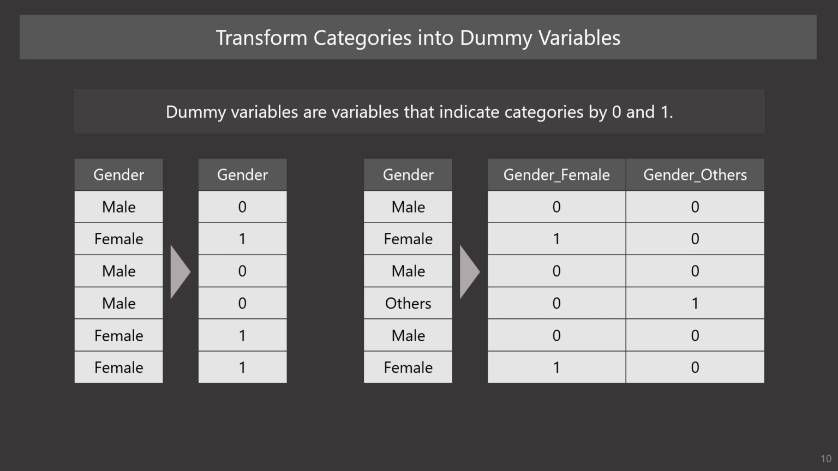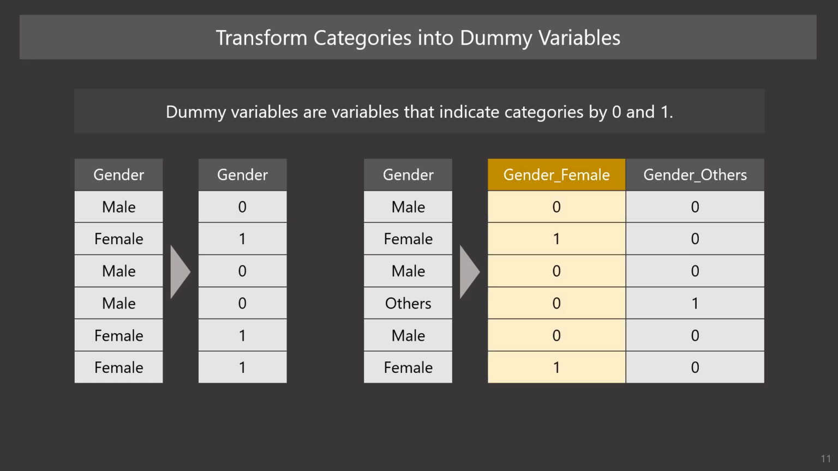Suppose gender data consists of 3 categories: male, female, and others. There's no order in these categories, so we cannot allocate them ordinal number like 1, 2, and 3. In this case, we need to select one category as a reference group. Usually, we select the largest categories as a reference group. Then, create new variables which represent the category except for the reference group. Here, suppose the reference group is male, so we need to create 2 variables, gender female and gender others.